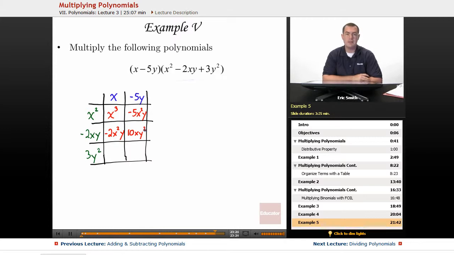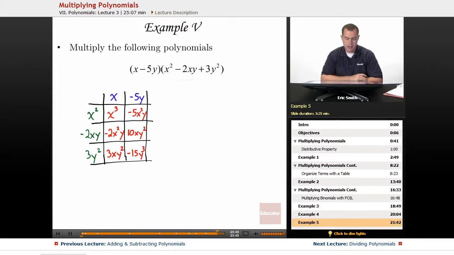Okay, one more row. 3y squared times x, 3xy squared. Okay, it looks good. And now I have 3y squared times a minus 5y, minus 15y cubed. Alright, so we have all of our terms in there.